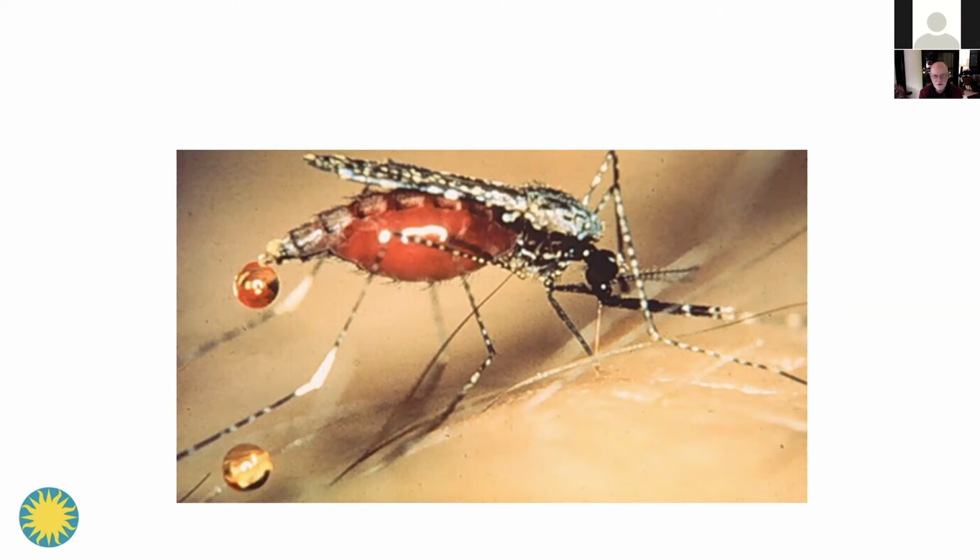She needs protein to make her eggs and to mature those eggs. And so when she's feeding on blood, she doesn't want our plasma, she wants our red blood cells because they're packed with hemoglobin, the protein that she needs for her eggs. And so they actually excrete the liquid portion of the blood and they retain the red blood cells.